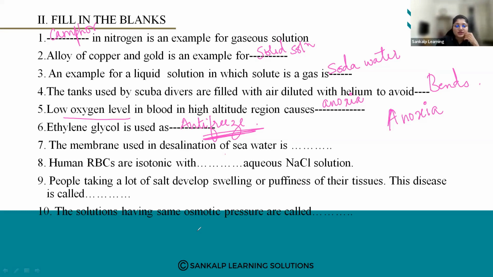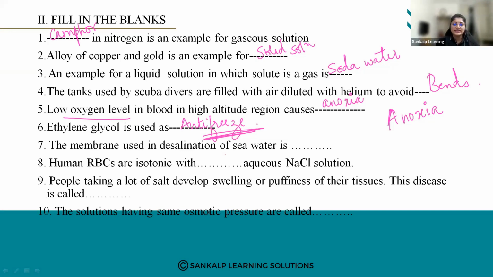Okay, I've got some answers. Reverse osmosis, hollow fibers. No, not the right answer. Yes, a semi-permeable membrane is used, but what is the membrane made up of? The membrane which is used in desalination of seawater is... So what type of membrane is used?